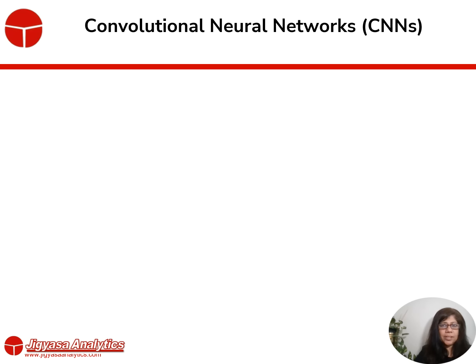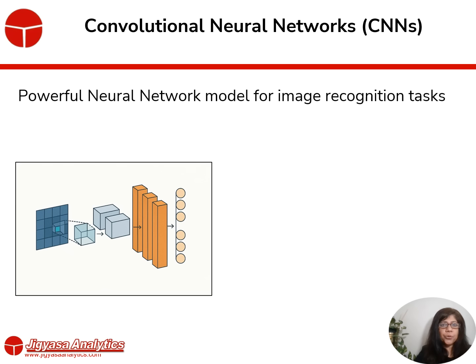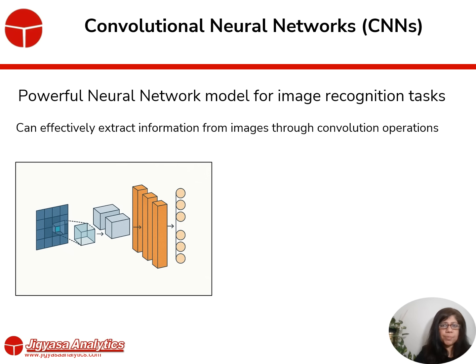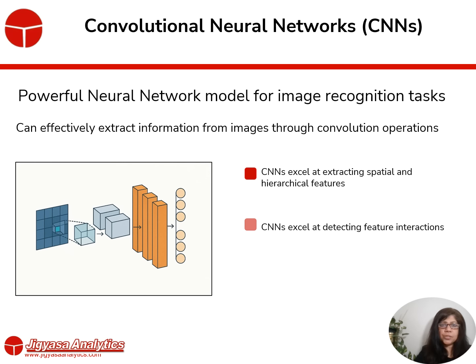This has been possible due to convolutional neural networks, which are a type of deep learning neural network particularly well suited for analyzing visual data like images and videos. CNNs can effectively extract information from images through convolution operations. They excel at extracting spatial and hierarchical features as well as feature interactions from images. So now that we have a neural network that excels at extracting features from images, can we utilize it to enhance our predictive models?